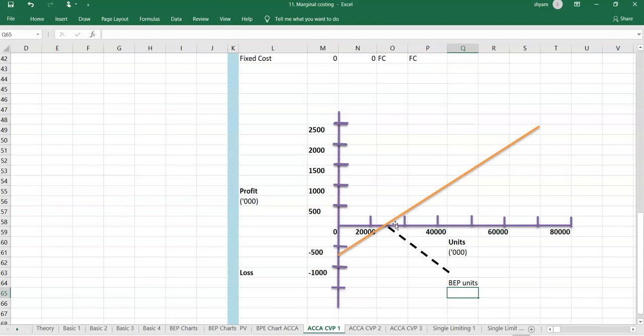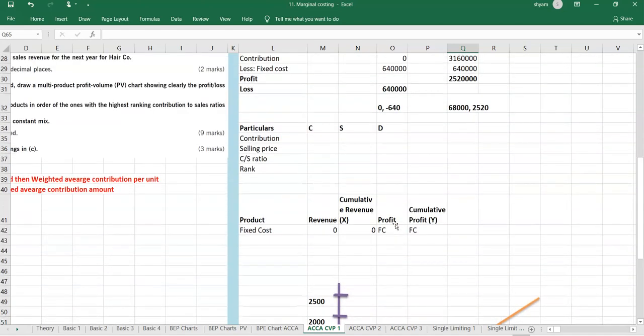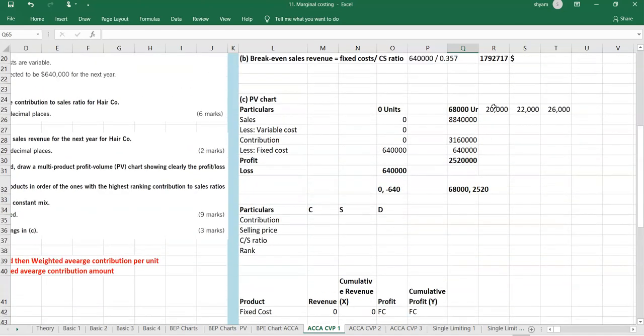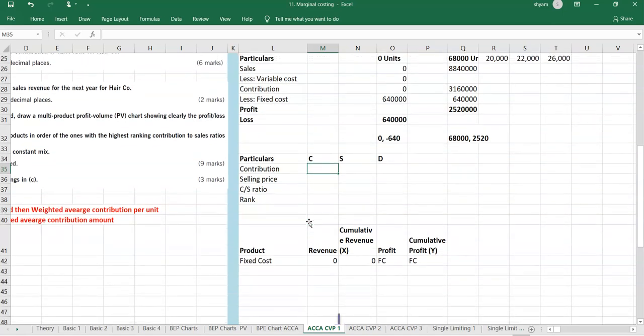But this 20,000 units is a combination of all the products, if they are sold in a particular ratio. The ratio is 20 units, 22 units, 26 units. In that ratio, it has to be sold. Only in that case does this break-even point hold correct. So now we will see in terms of which product has higher contribution, that we sell first, and then we work it out.